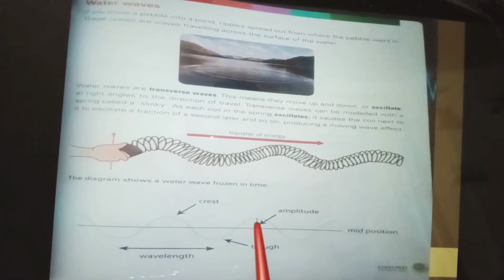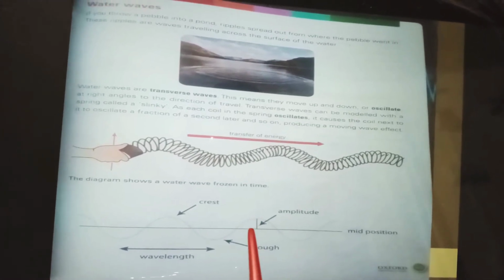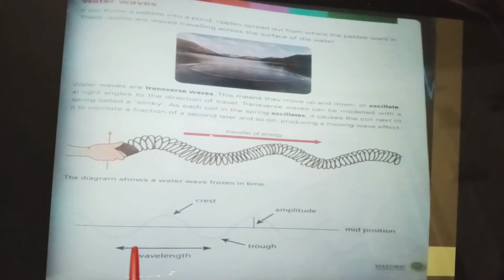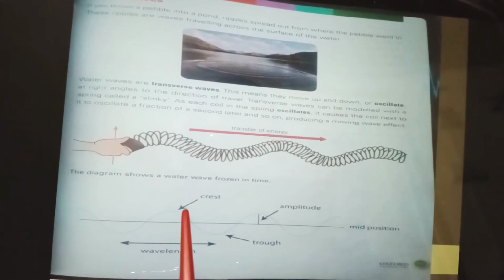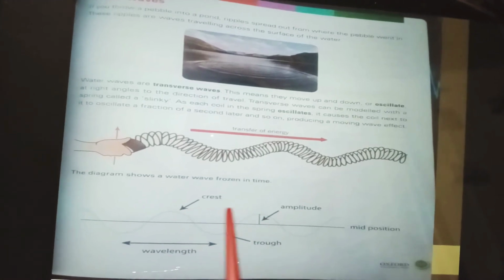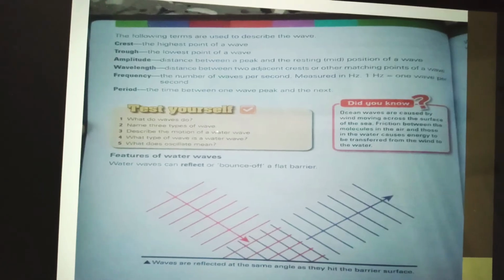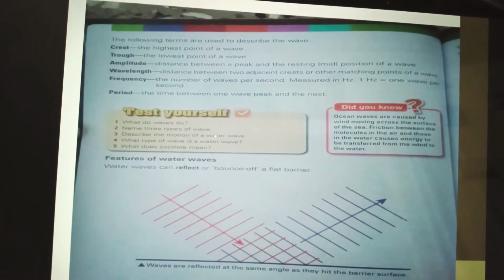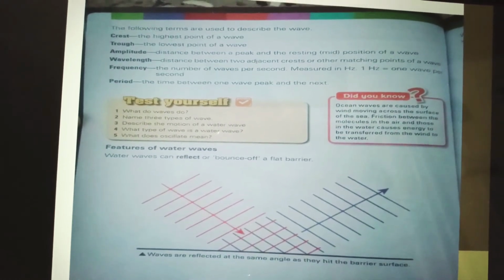Amplitude is the distance between the peak of the wave and the midpoint, and wavelength is the distance between two adjacent troughs or two adjacent crests. Frequency is the number of waves per second measured in hertz. 1 hertz is equal to 1 wave per second, and period is the time between one wave peak and the next.